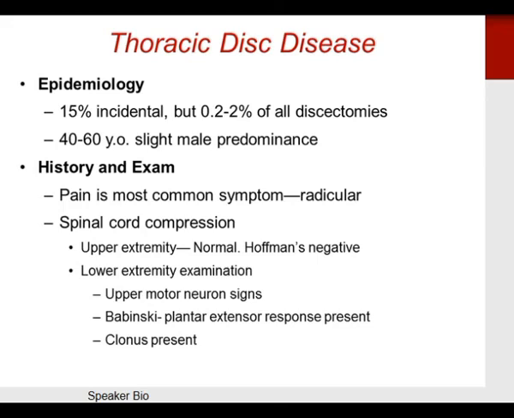The history and exam is typically pain; radiating symptoms are the most common sign. Spinal compression can also occur. The classic is normal upper extremity involvement with abnormal lower extremity exam. You might see upper motor neuron signs in the form of Babinski or clonus. If you see a patient with a negative Hoffman and positive clonus, make sure to check for thoracic disc disease and thoracic myelopathy.